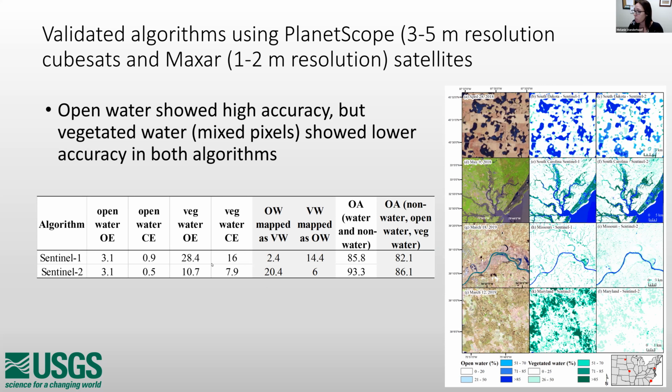However, subpixels, mixed pixels like vegetated water are quite a bit trickier. And so kind of as expected, our error rates are a bit higher here. And we're doing kind of better with Sentinel-2 than we are with Sentinel-1. So our overall accuracy, if we're mapping just kind of water and non-water, is about 86% for the Sentinel-1 algorithm and 93% for the Sentinel-2 algorithm. And on the right here, you can kind of get a sense. This is the open water percent overlaid on top of the vegetated water percent, which is kind of in the greenish. And you can see kind of how the models are performing in places like coastal wetlands. Here, the third line down is like a river-dominated landscape in Missouri. And the bottom line is showing some forested wetlands in Maryland.